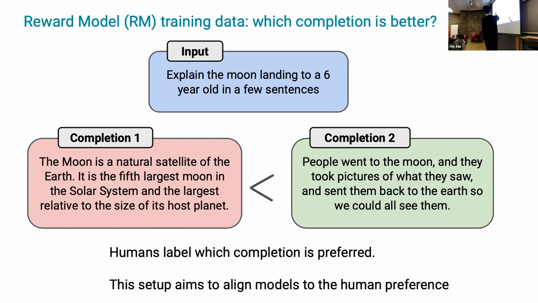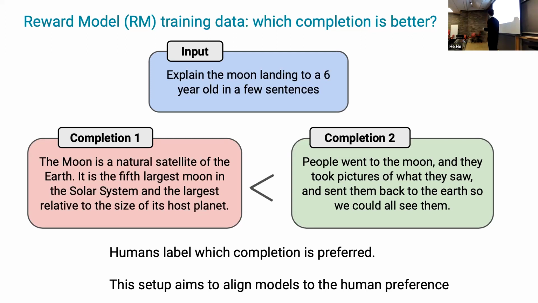So here we can go back to this example from the InstructGPT. Explain the moon landing to a 6-year-old in a few sentences. And in this case, we are going to do a comparison. The high-level question is, which completion is better? By completion, I mean model generation. That's also OpenAI language. So completion 1, we have some stuff, completion 2, and we let the reward model compare them.